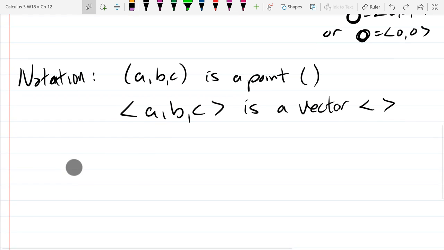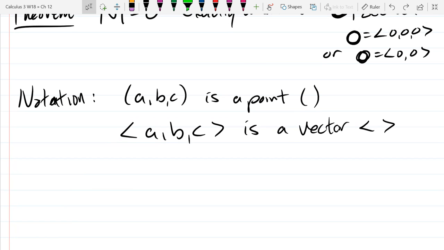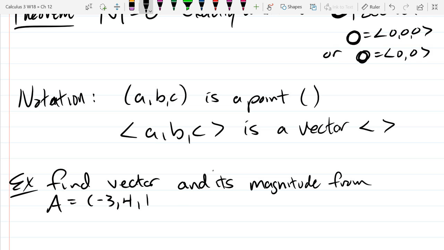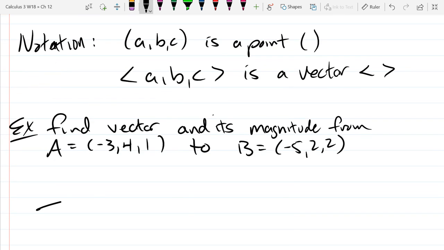So I want to find a vector and its magnitude from one point to another. Our first point will be (-3, 4, 1). The second point will be (-5, 2, 2). So we're going from A to B.